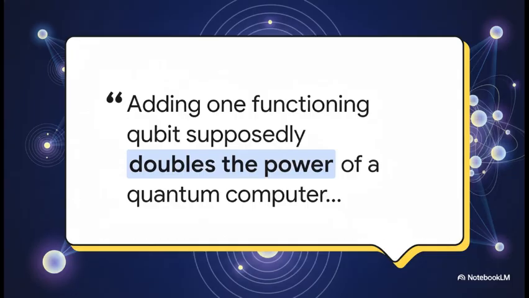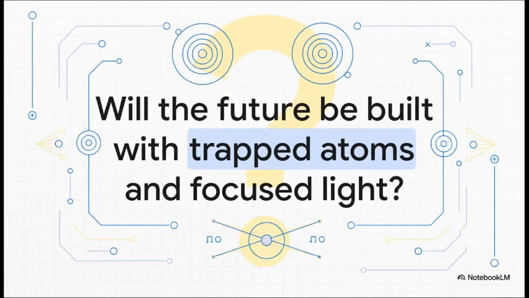But why does packing in so many qubits matter so much? Well, this quote really hits the nail on the head. It says that adding just one more functioning qubit can literally double the power of a quantum computer. That's the equivalent of 18 months of progress under Moore's law for classical computers. It's because the power grows exponentially. You're not just adding power with each new qubit, you are multiplying it. That's the game changer.